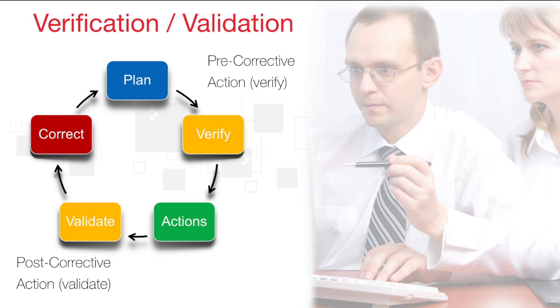So we have plan, we have verify, we get the actions all lined up, we validate, and then if we need to, we go back and we make some adjustments in that corrective response as we go through this circle. Are we using a circular process? Now, as I mentioned, the pre-correction is going to be more of a verification, and the post-corrective will be more of a validation then. Let's look a little bit more precisely at what we're trying to accomplish.